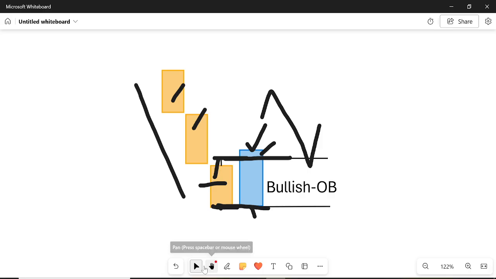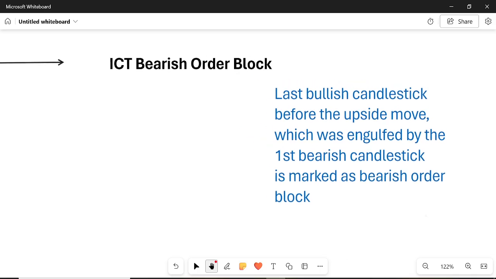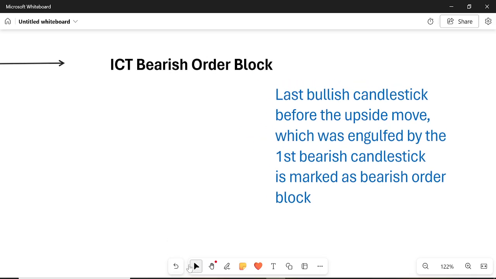So the last bearish candlestick before the up move, which was engulfed by the first bullish candlestick, is marked as the bullish order block, and this level acts as support in price. So we try to find the bullish entries, I mean buy entries, from this area.